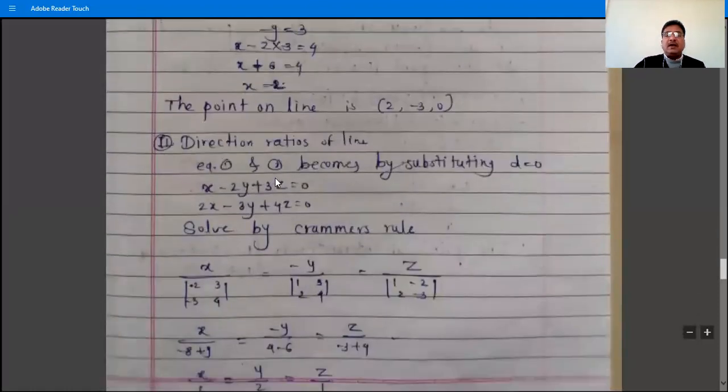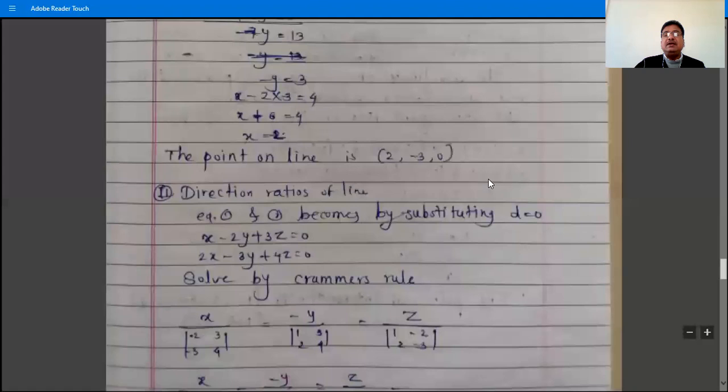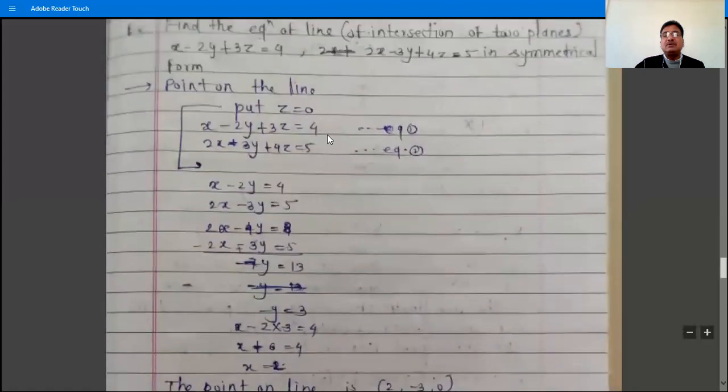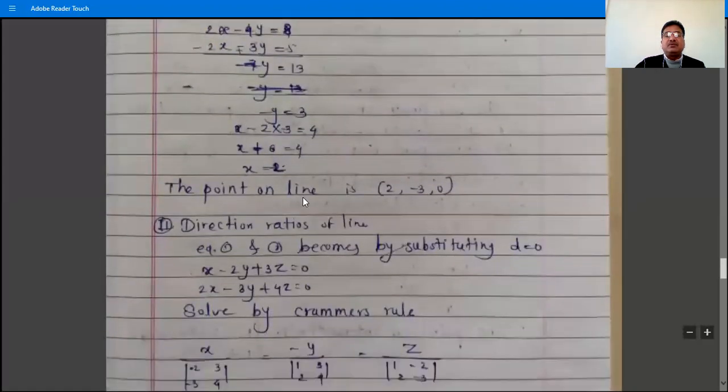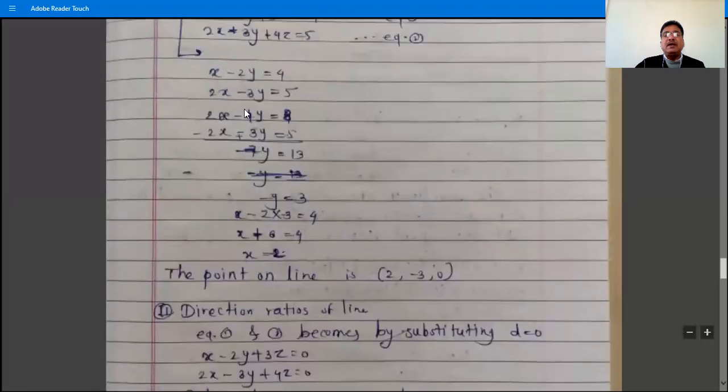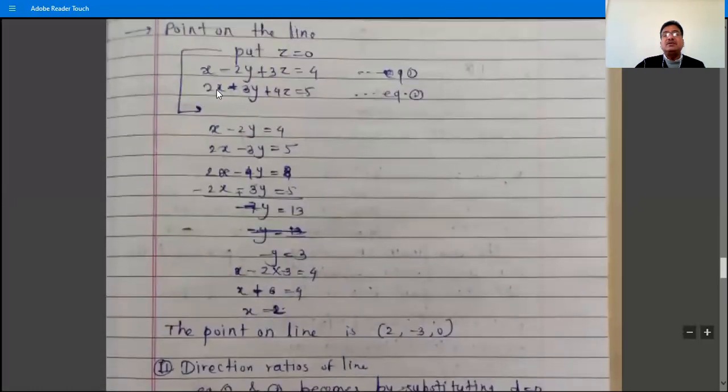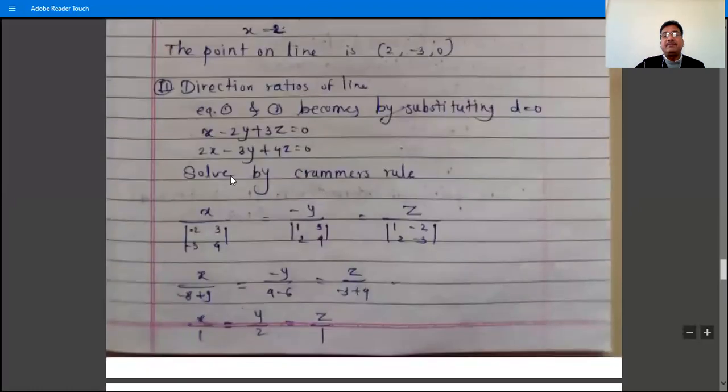The equations 1 and 2 become, by substituting the constant term as 0, x minus 2y plus 3z is equal to 0, and 2x minus 3y plus 4z is equal to 0. So substitute the constant term d as 0 in the equations of the two planes. Then solve by Cramer's rule.